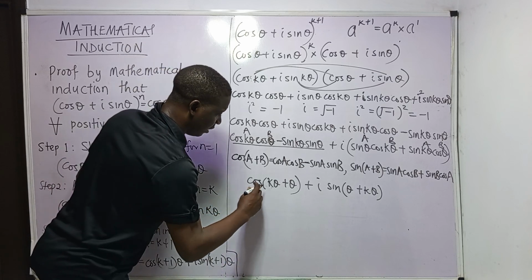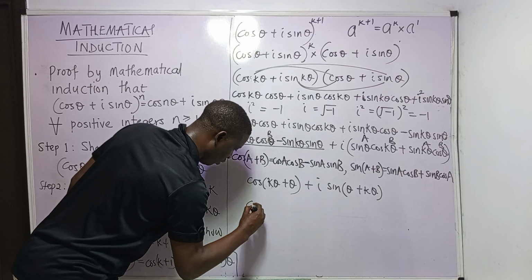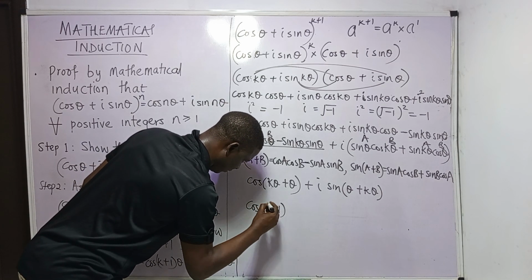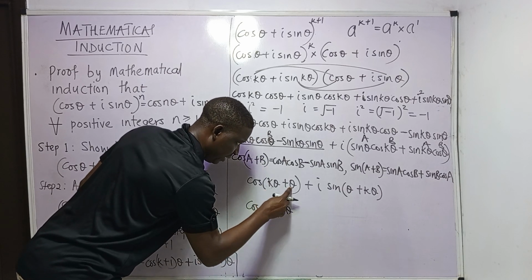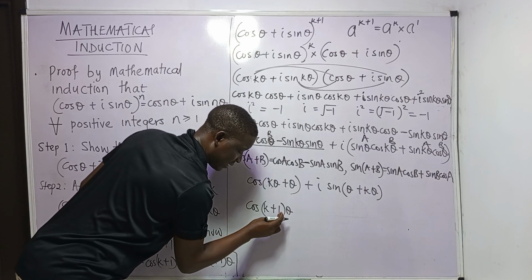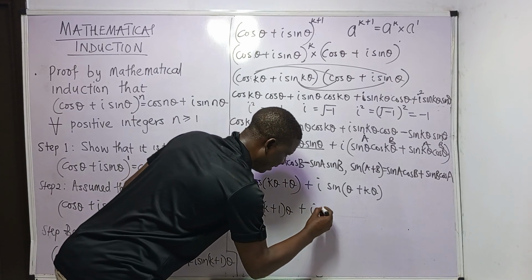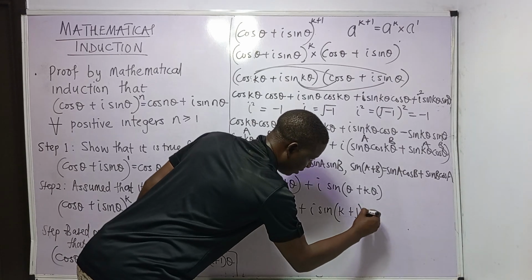Now what does it mean? It means that we factorize θ out. θ is here, θ is here. We're going to have cos of k plus 1 times θ. If you bring θ out, what will be here? k, and 1. If you multiply back, 1 times θ is θ, θ times k is kθ. Similarly you have it on the other side: k plus 1 times θ.